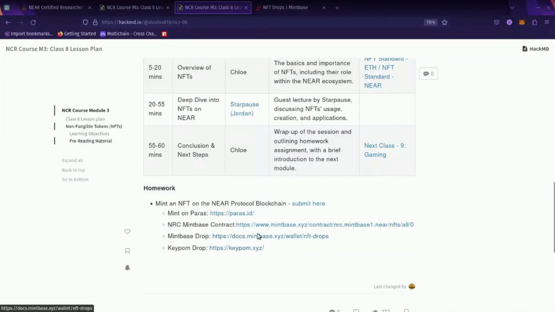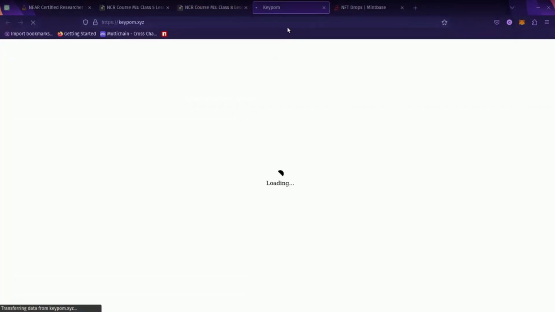If you also like drops and maybe you want a less mobile first version, Mintbase is relatively mobile first. You could also use KeyPalm.